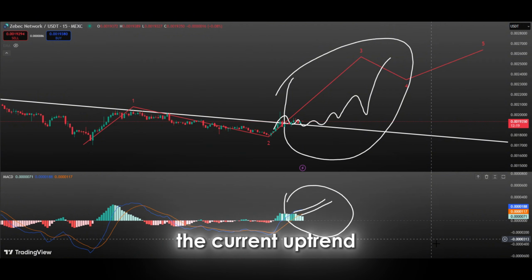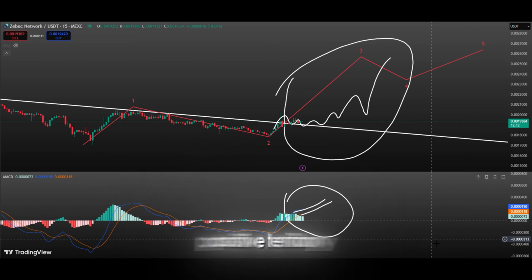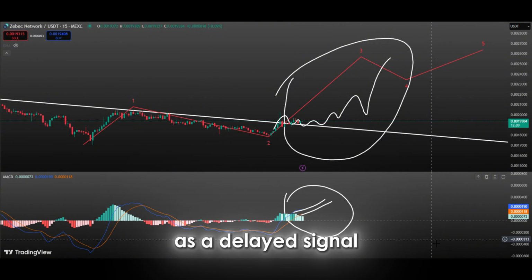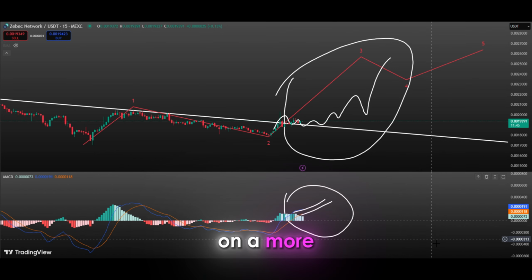This suggests that the current uptrend may not just be a temporary bounce, but potentially the start of a longer-lasting trend. While such a MACD crossover into positive territory is often seen as a delayed signal, this does not diminish its value. On the contrary, for traders looking for less risky positions, such MACD crossovers signal the safe zones of confirmed trends. So traders looking for less aggressive but safer trades may prefer to open positions after the MACD breaks the zero line upwards. In this context, the current technical breakout suggests that the market may continue its uptrend on a more solid footing.